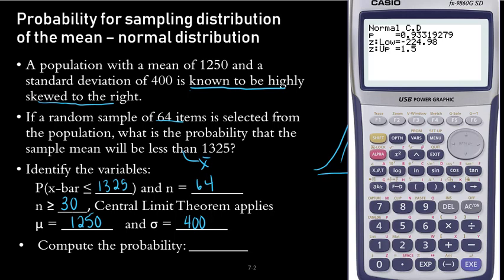0.9332. There is a 93% probability of finding a sample mean smaller than 1325, given a sample size of 64, a population standard deviation of 400, and a population mean of 1250.